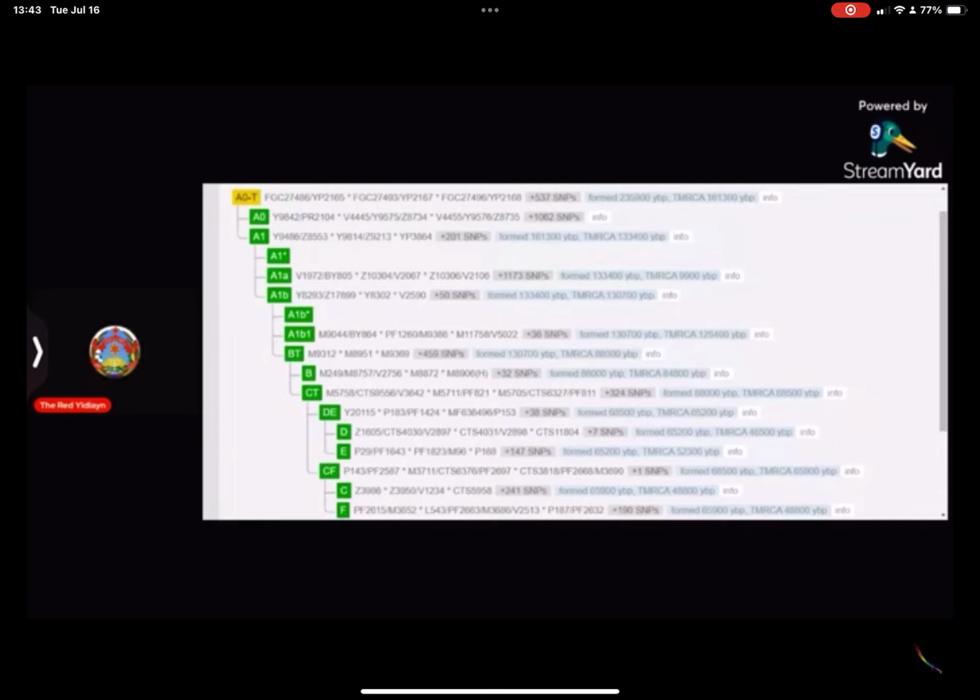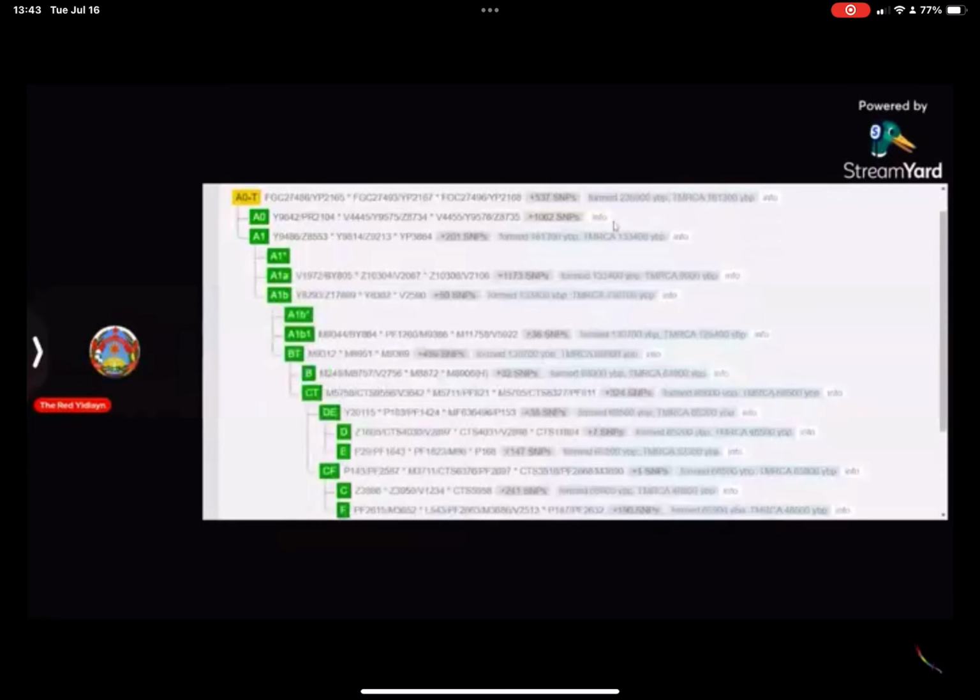Of course, if you want to understand how long ago these lineages branched out, on yfull.com you can actually see how long ago they branched out. For example, the time to most recent common ancestor, they have that this lineage formed something like 235,000 years ago, 235,900 years before present. And the most recent common ancestor of all of the humans is about 161,300 years before present for Adam.